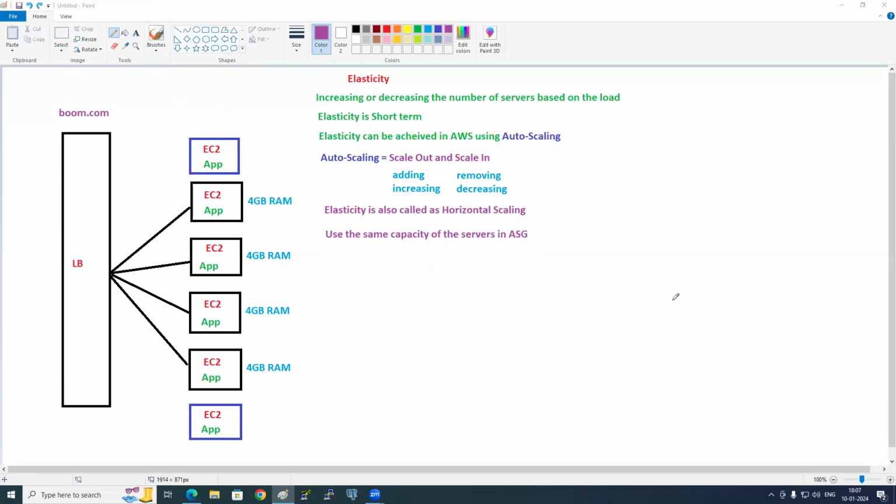Nice. So is this clear? Nana, is this clear? What is elasticity? Understood? Everyone online? CC, please.